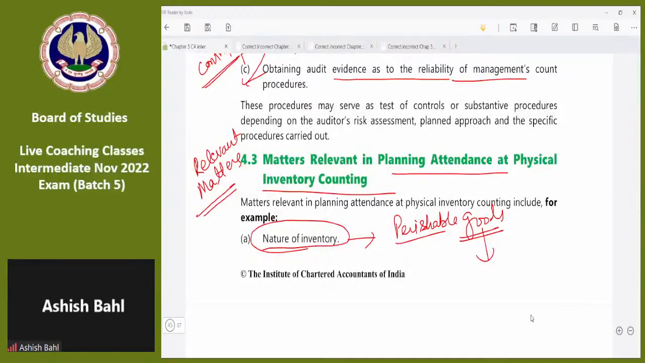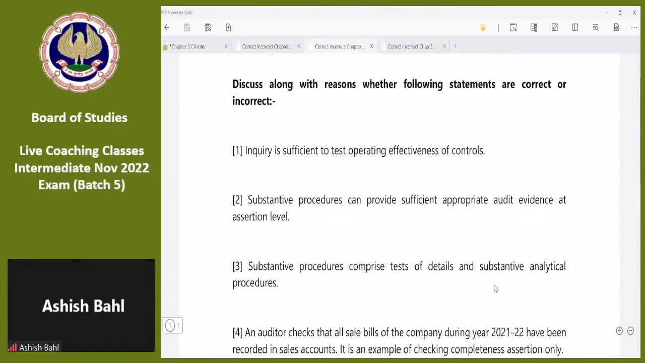So guys, now are you ready for certain MCQs? Yes, guys, are you ready for certain MCQs, for certain correct, incorrect type of questions? Yes.